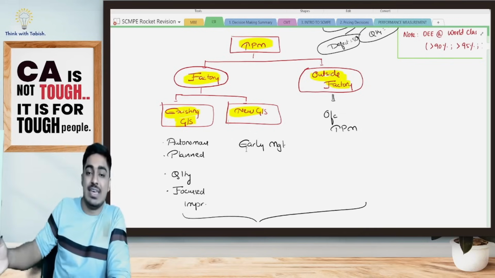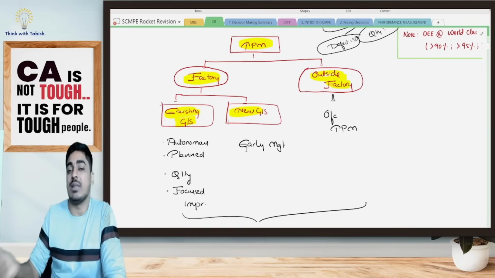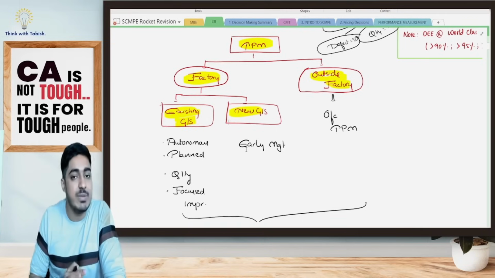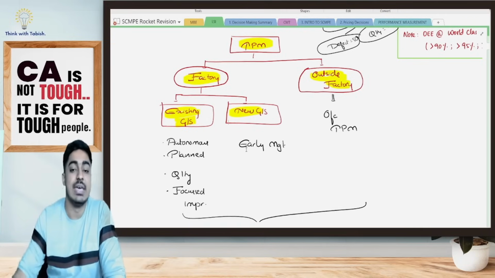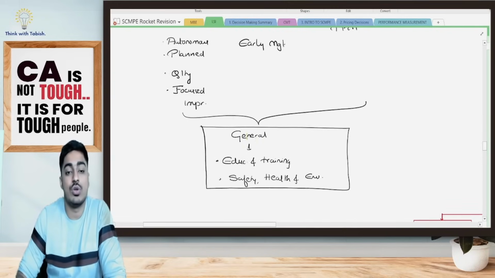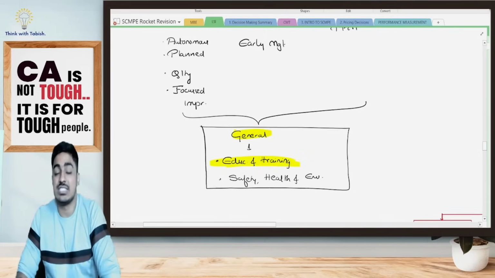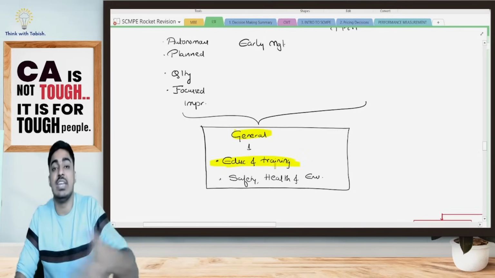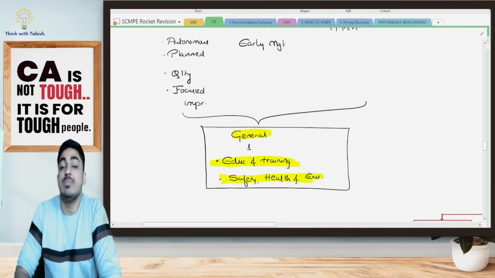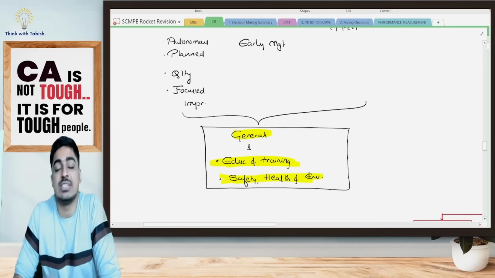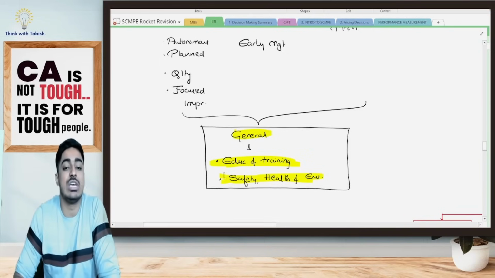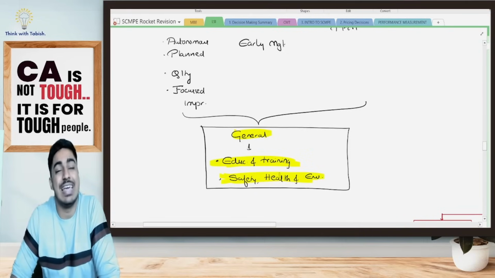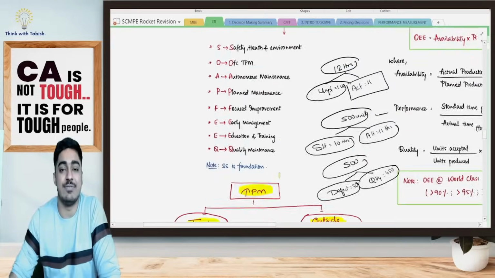Outside the factory, office TPM. Even in my office, I'll be having machines. For that also, TPM should be implemented so that they work defect free. Again, overall, general points, education and training. For the success of TPM, I should be giving education and training to my employees. TPM's objective is not just to ensure that machines are working properly, it is also to ensure that there are zero accidents. So I should take care of safety, health, and environment. Is it clear, everyone?